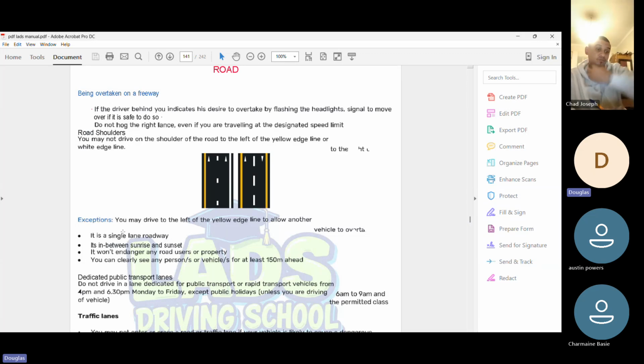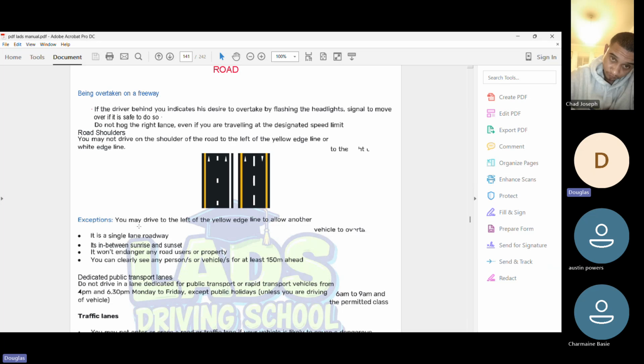That this is allowed if it is in between sunset and sunrise. You guys are gonna find this type of wording in your learners test where they keep saying between sunset and sunrise. Between sunset and sunrise is during the day. It just means daylight. If it's during the day, this is permissible. If it's at night, you're not allowed to drive on the edge of the road.